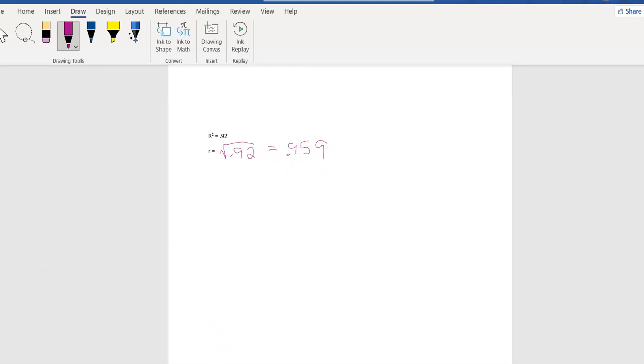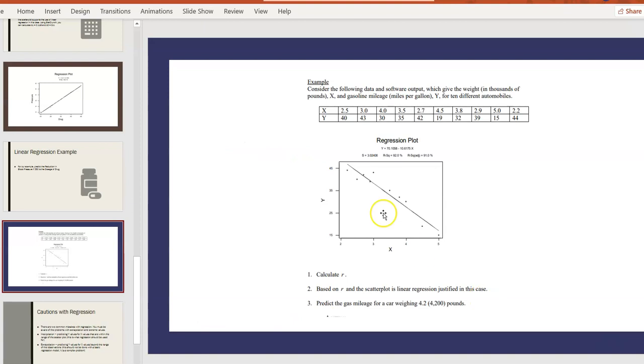So when we go back to the slide here, it asked, based on R and the scatter plot, is linear regression justified? Yes, we have a strong R value, and of course in the picture we can see that that line is quite close to the data that we've got there. So question 3, predict the gas mileage for a car weighing 4,200 pounds. Now let's notice for all of the X values, they used the 4.2, so we want to use the 4.2 as well, not the 4,200 pounds.